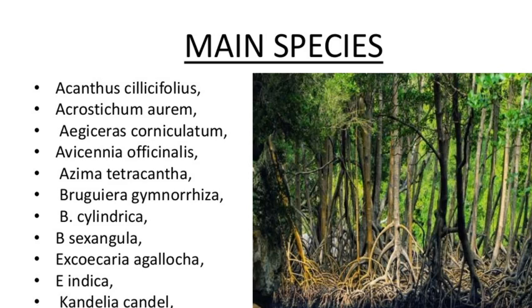Now let us see some names of mangrove plant species: Acanthus ilicifolius, Acrostichum aureum, Aegiceras corniculatum, Avicennia officinalis, Azima tetracantha, Bruguiera gymnorrhiza, Bruguiera cylindrica, Bruguiera sexangula, Excoecaria agallocha, Excoecaria indica, Candelia candel. These are some examples, and there are other mangrove plants too.